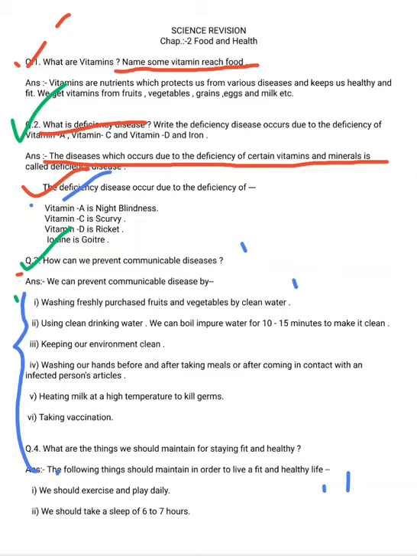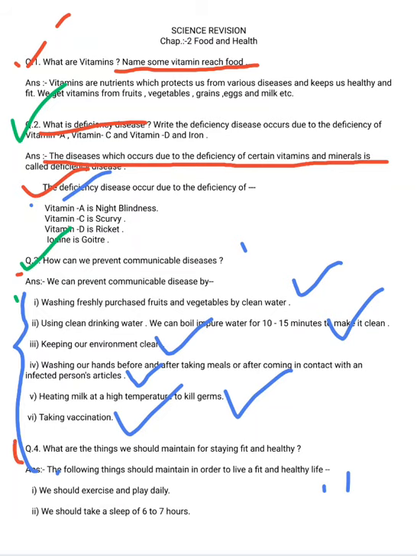Washing freshly purchased fruits and vegetables with clean water, using clean drinking water, boiling impure water for 10 to 15 minutes, keeping our environment clean, washing our hands before and after taking meals or after coming in contact with an infected person's articles. Number 5, heating milk at a high temperature. Number 6, taking vaccination. Right.